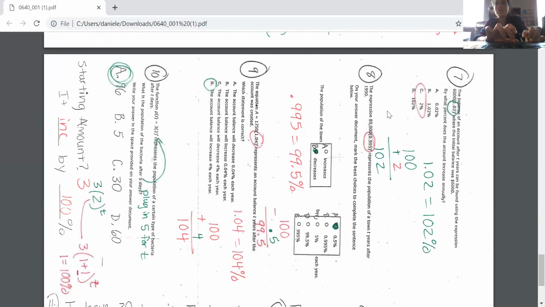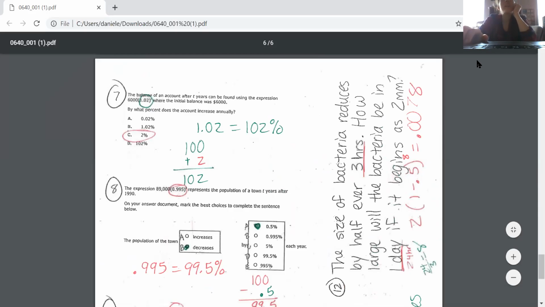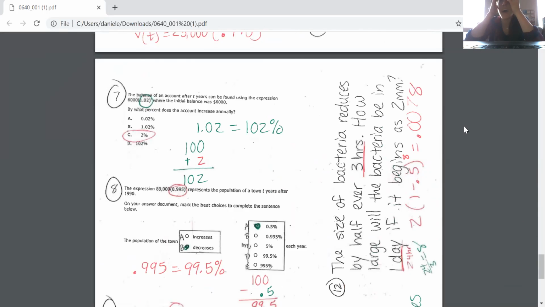All right, let's go to this back page. Let me do a few flips here. All right, number 7, what is it increasing by? So these are my favorite questions because there's not a lot required, and if you know what you're looking for, they can be super easy for you.